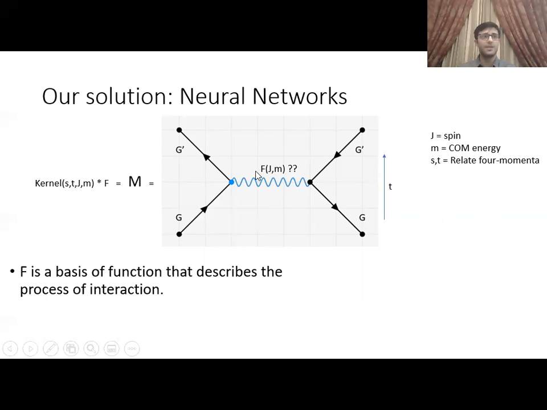Over here we have f, which is a basis of functions that describes the interaction. And this entire diagram is equivalent to M, which is the scattering amplitude. It's composed of two functions over here: the kernel of S and T and J and M. J and M I've already introduced as spin and center of mass energy. S and T are basically Mandelstam variables, which relate the four momenta of these particles. And as you see, it's multiplied by this function f, which is unknown, and that's what we're trying to find.